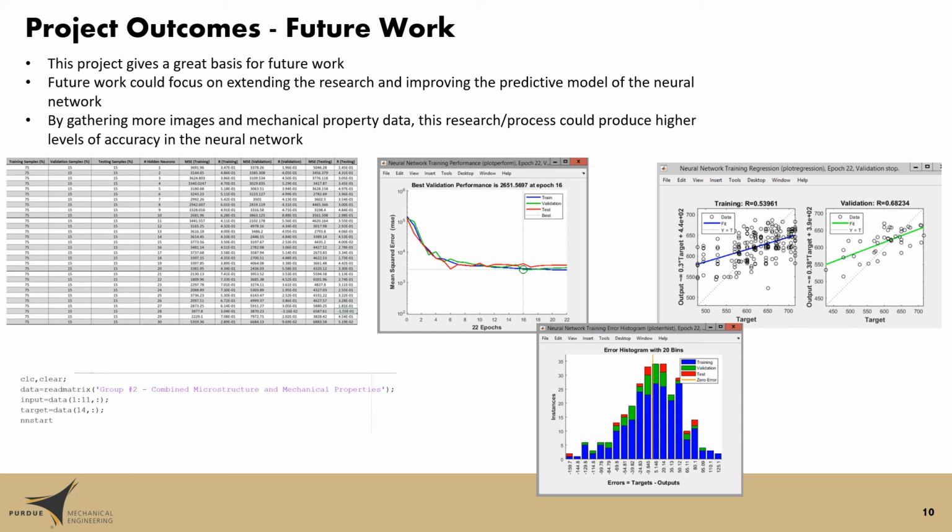And so this project provides a great basis for future work, wherein we can collect more images and more microstructure and mechanical property data and improve the predictive model of the neural network and produce higher levels of accuracy. What this will allow is for the industry to use this neural network, and rather than spending a lot of money on tensile testing and mechanical property testing on their parts, they can use this neural network to predict the mechanical property data associated with the microstructure data which they will already have.